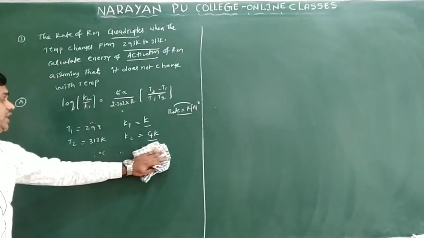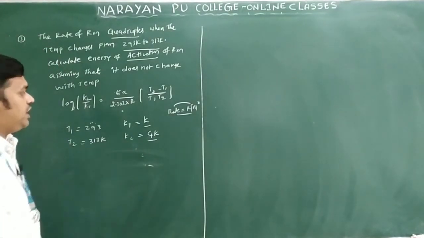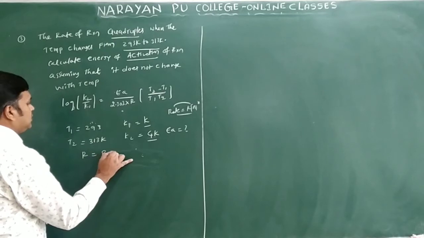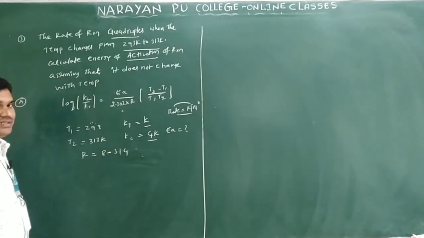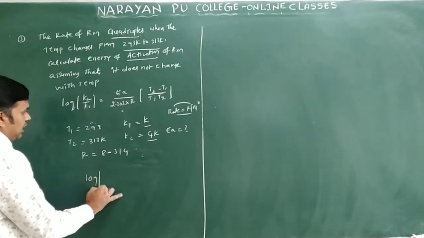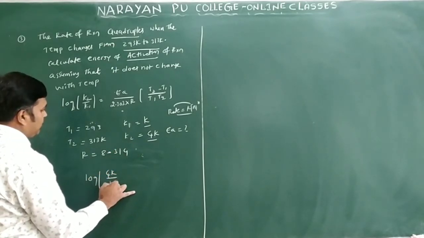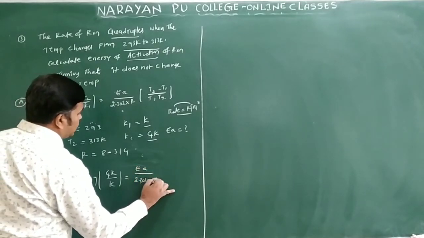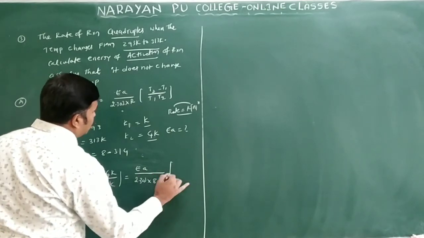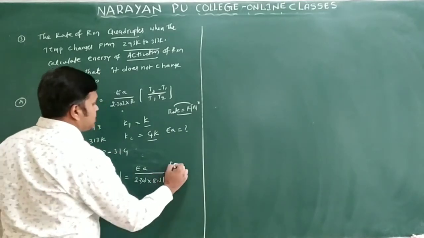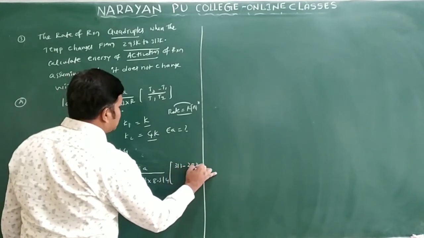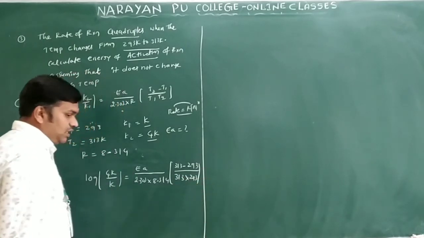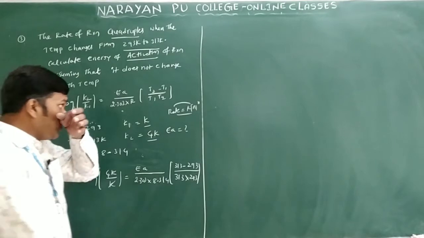Now we can find out the activation energy, that is EA. And you know the R value, R is equal to 8.314. Let us substitute the values in this formula. Log K2 by K1 is log 4K by K, which is equal to EA by 2.303 into 8.314 into T2 minus T1, that is 313 minus 293, by 313 into 293. Here K and K cancel, then you will get log 4.